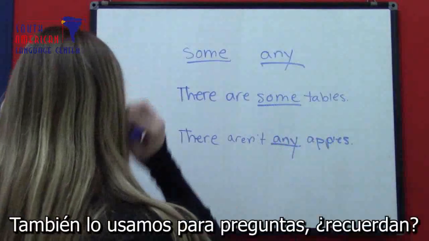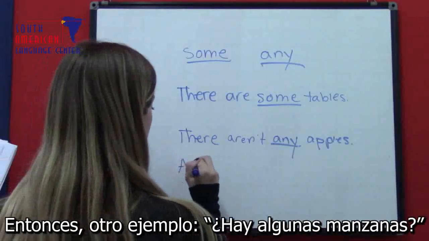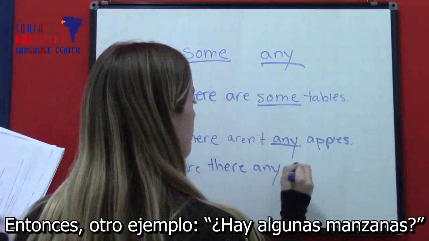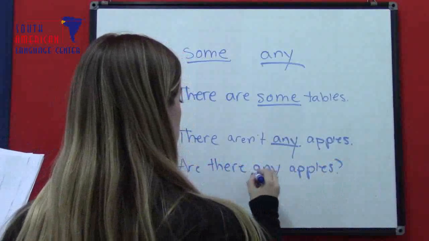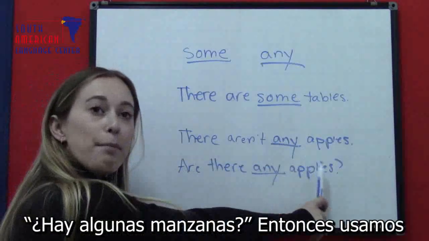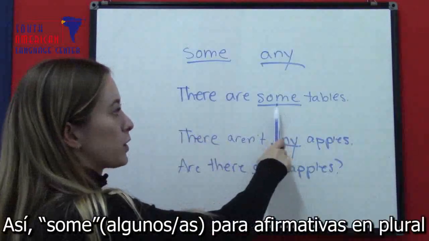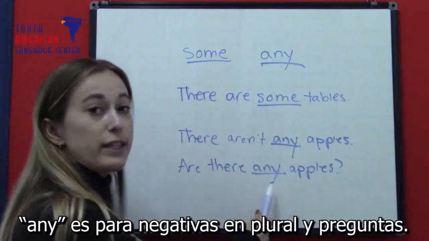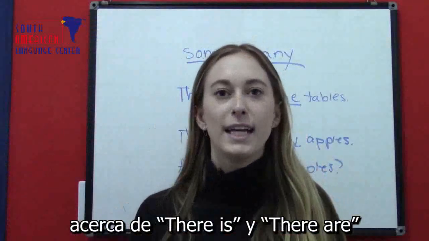We also use it for questions, remember? So another example. Are there any apples? So here is a plural question. Are there any apples? So we use any again. So some is for plural affirmative. Any is for negative plural and questions. So that's just a brief introduction about there is and there are.